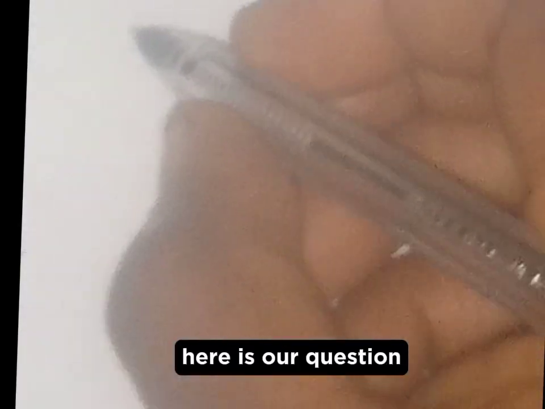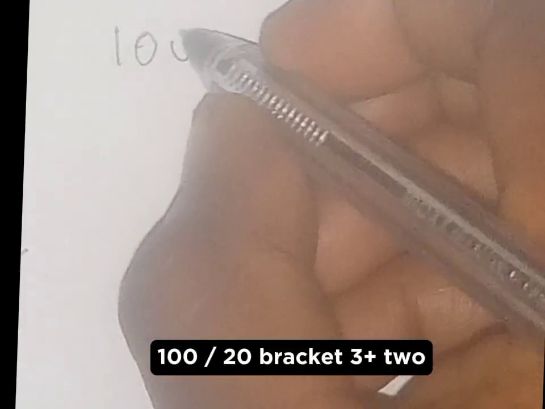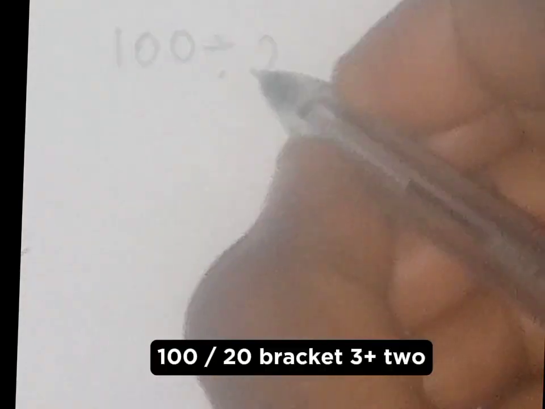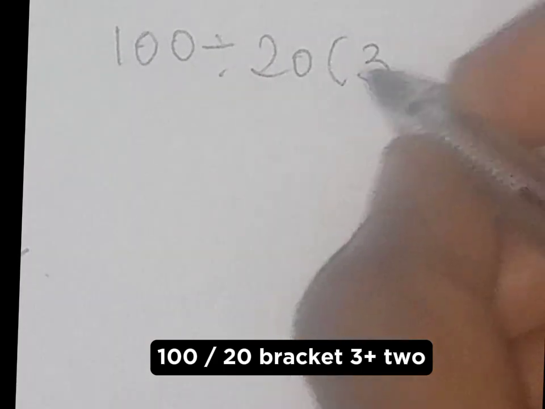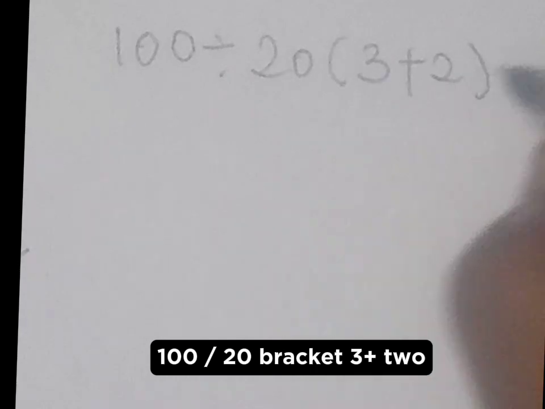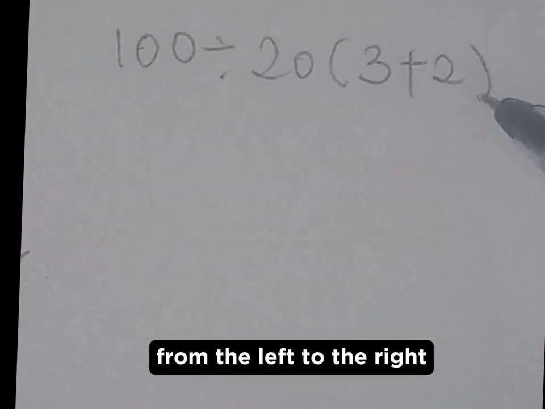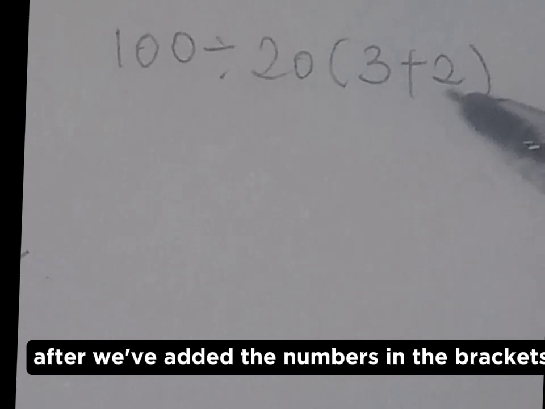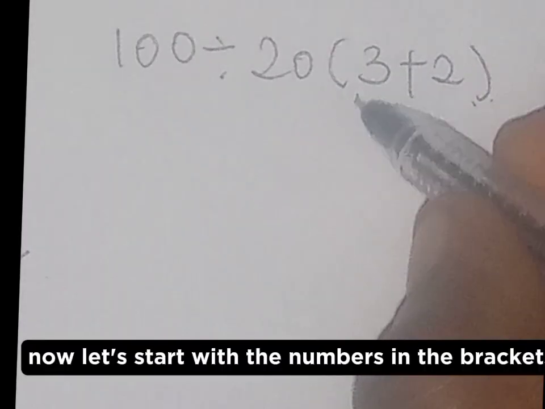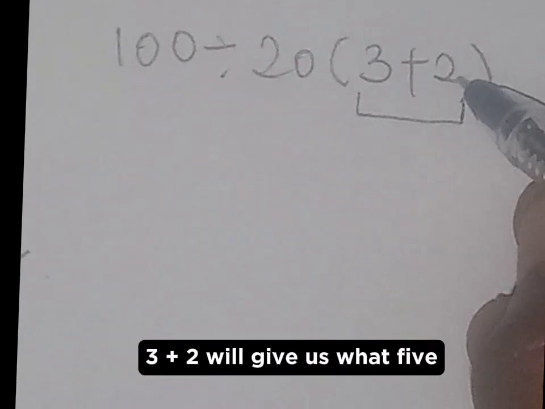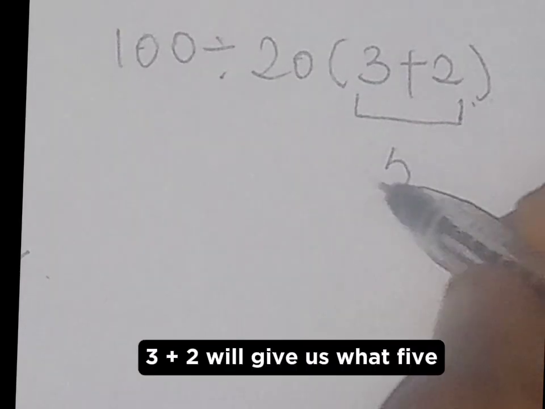Here is our question. 100 divided by 20 bracket 3 plus 2. The right way of solving this question is starting from the left to the right after we've added the numbers in the bracket. Now let's start with the numbers in the bracket. 3 plus 2 will give us what? 5.